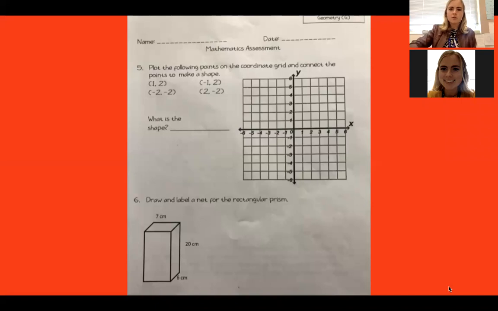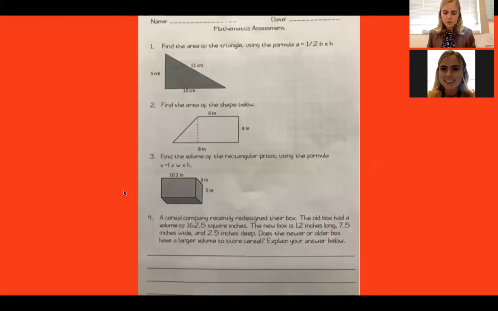Okay, so the first part of the video, we're going over the area of a triangle. So the area of a triangle, it says you're finding the area of this triangle using the formula A equals 1/2 B times H. So the area of a triangle is like you do base times height divided by 2, or 1/2 times base times height, which is the same thing.